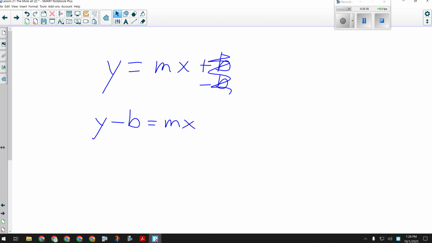I still want to get m by itself. I'm multiplying by x. How do I move x? Divide. So when I divide this side by x, x divided by x is 1. What's m times 1? M, so that effectively makes that x go away. And then, what I do to one side, I do to the other. Now m's by itself. That wasn't that hard, was it?